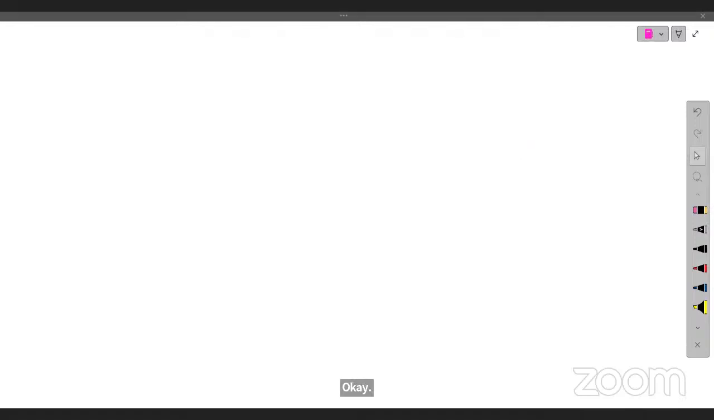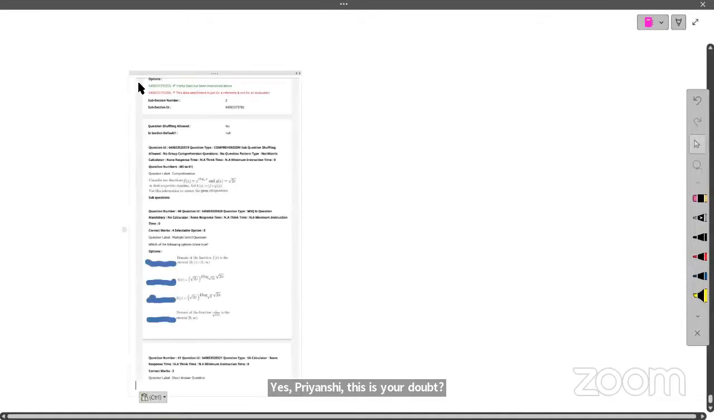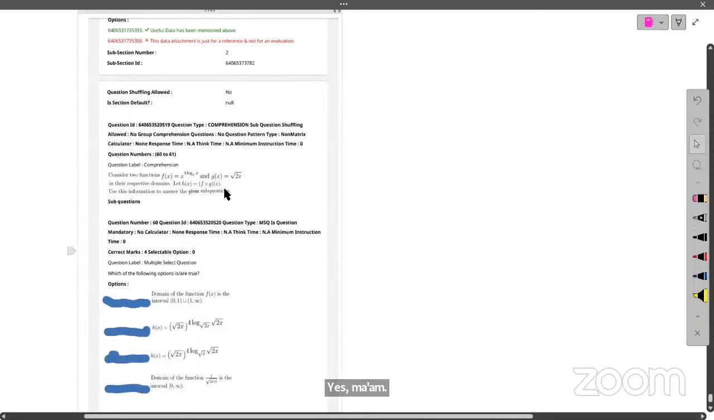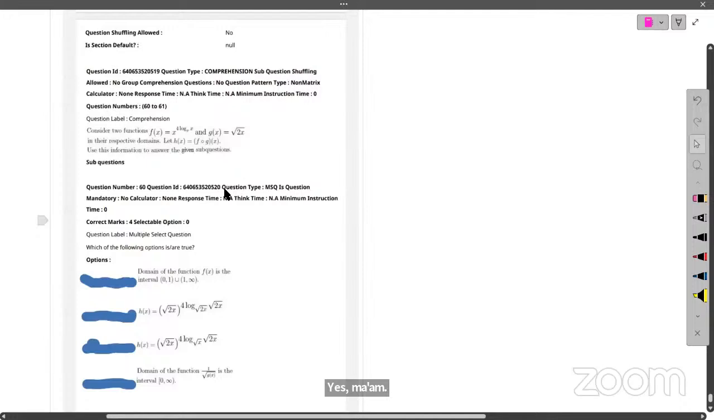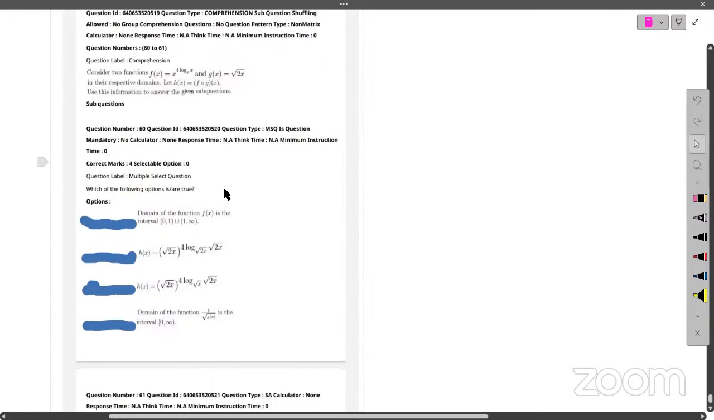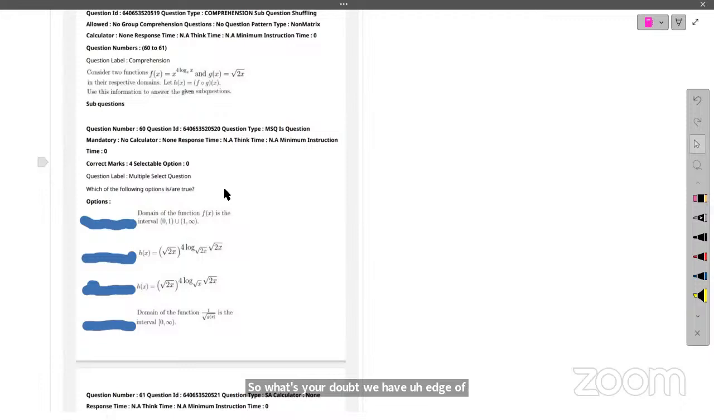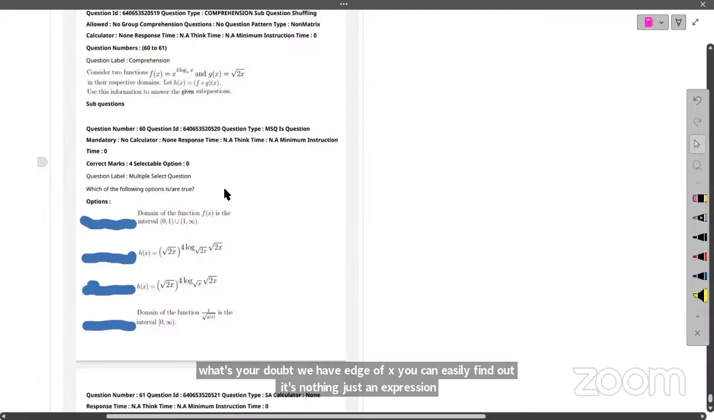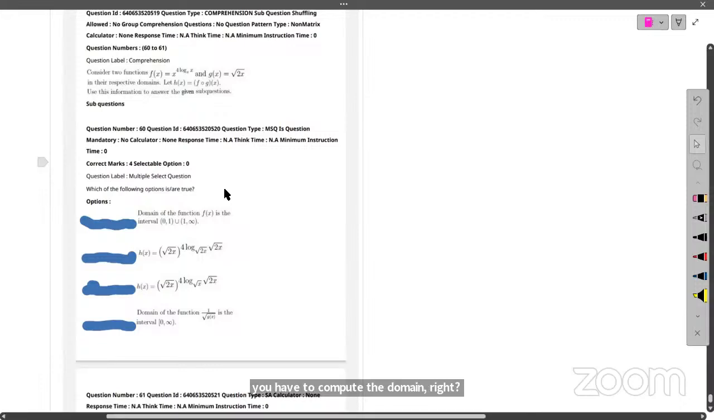Yes, Priyanshi, is this your doubt? Yes, ma'am. Consider two functions f of x and g of x. We have h of x, you can easily find out. It's just an expression. You have to compute the domain, right? How can we solve the second option?